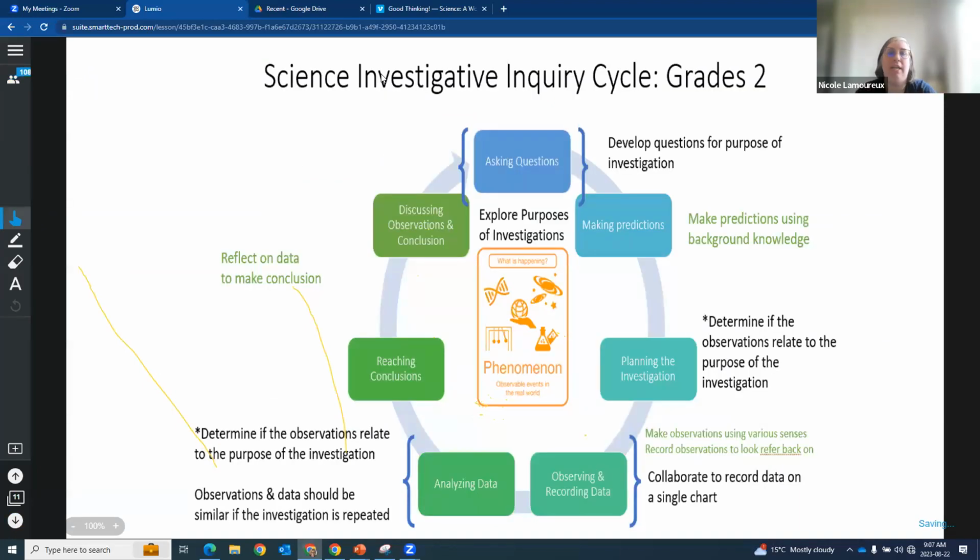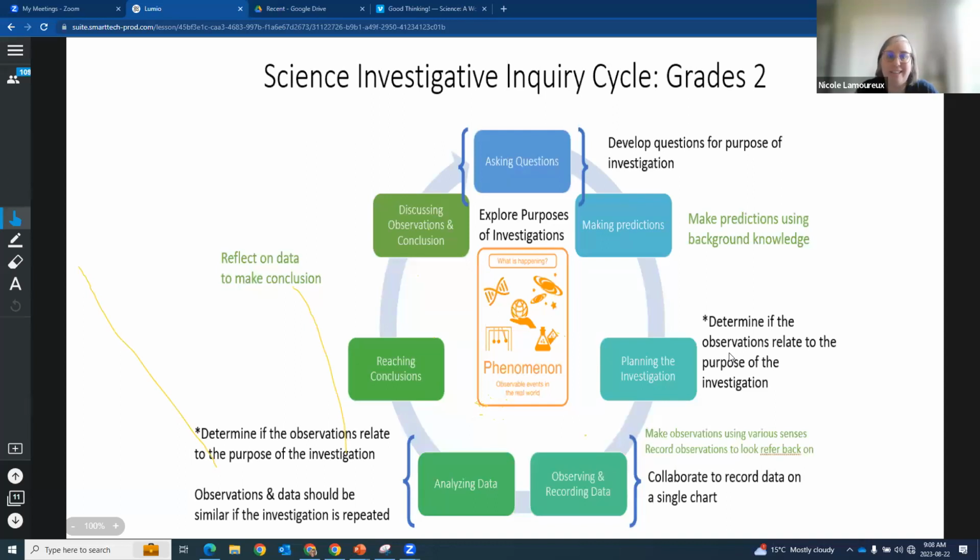Okay, so in the science investigative cycle, the green is stayed forward. You may see that I've replaced it, and I've started "determine if the observations relate to the purpose of the investigation" twice. The reason is that students think about purpose when planning an investigation, and they should be starting to plan in grade 2 with guidance. That's what a prediction kind of is. They should be anticipating, what am I going to observe, and does it connect to the purpose or help me find the answer to the question?